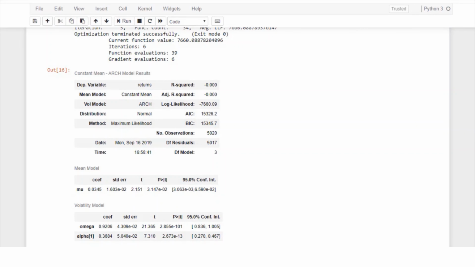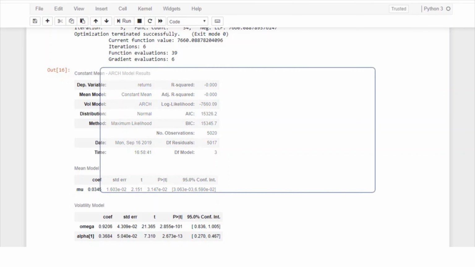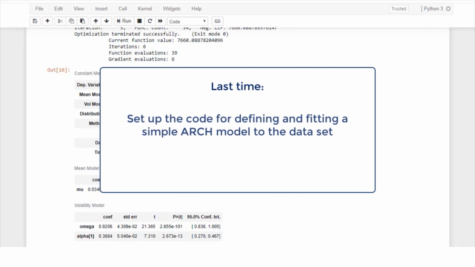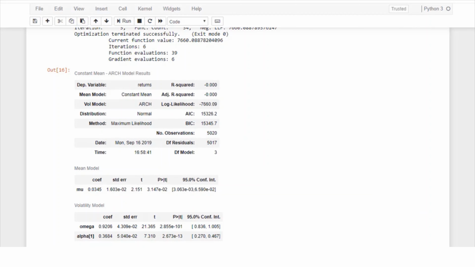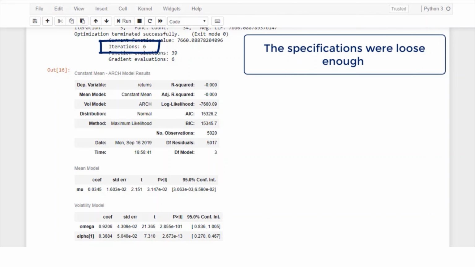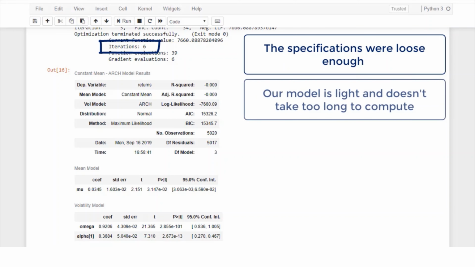Hello again. It's time to pick up where we left off last time. We set up the code for defining and fitting a simple ARCH model to the dataset, but we never examined the results. So let's get to it. We see that it took this model only 6 iterations to execute. This means the specifications were loose enough and Python managed to solve the regression in only 6 tries. This implies our model is light and doesn't take too long to compute.